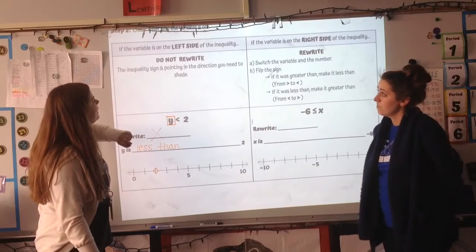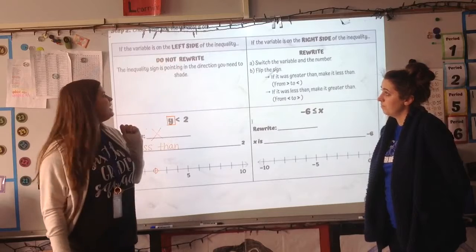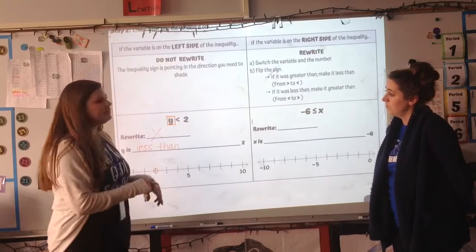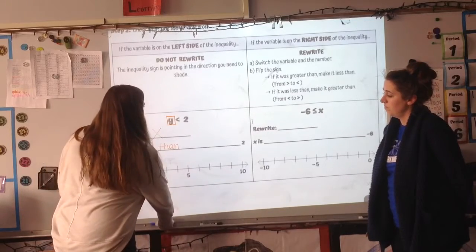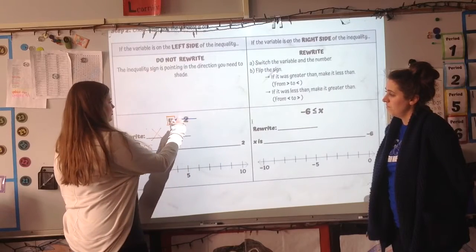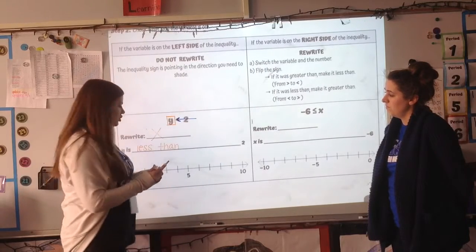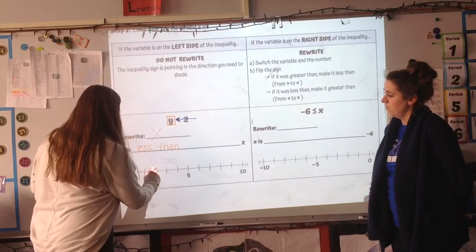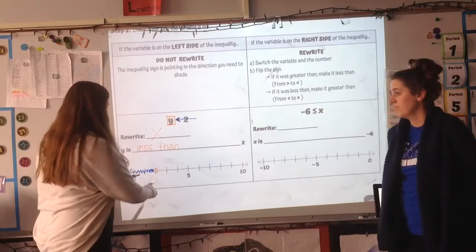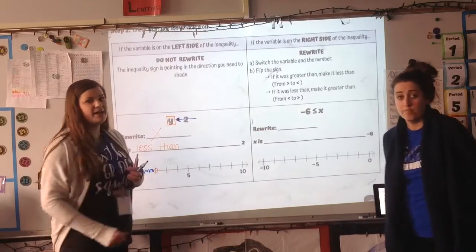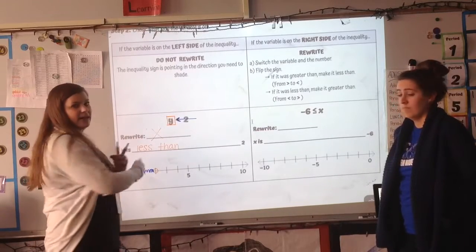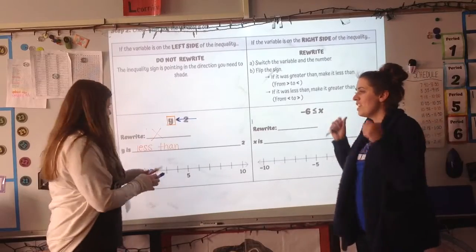As you can see up here, if your variable is on the left side of the inequality, we're not rewriting it, and the inequality sign is pointing in the direction you need to shade. If you were to make this inequality sign into an arrow, like this, it's showing you which way you should shade. So I am going to shade this way to show that all of these numbers on the number line are possible solutions. 1 is less than 2, 0 is less than 2, and any number further to the left. Great job, Miss Ida.